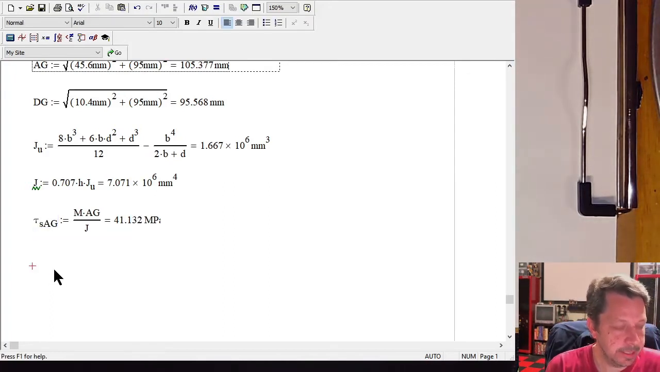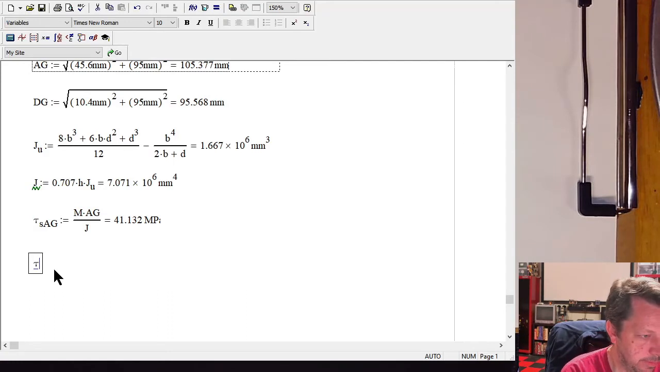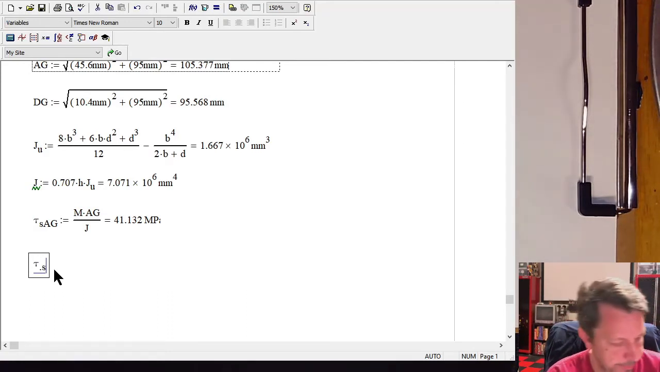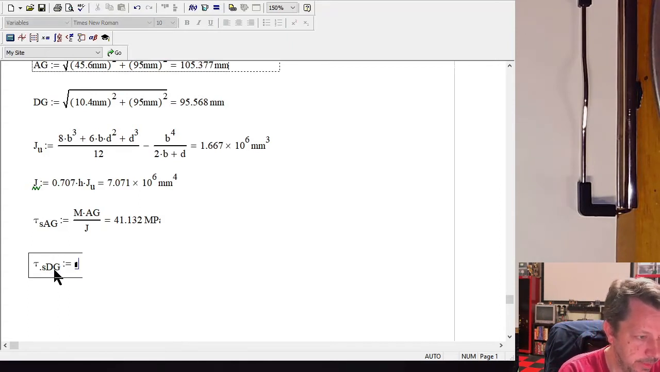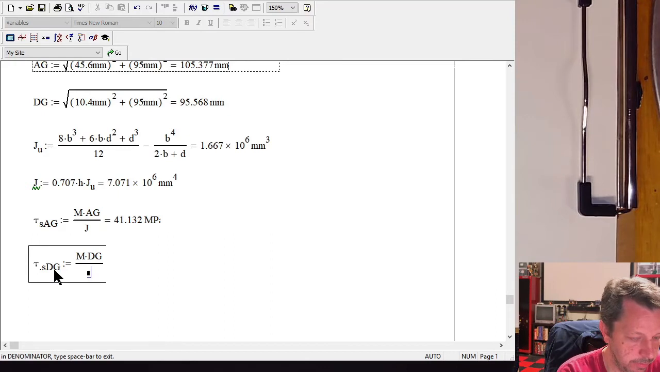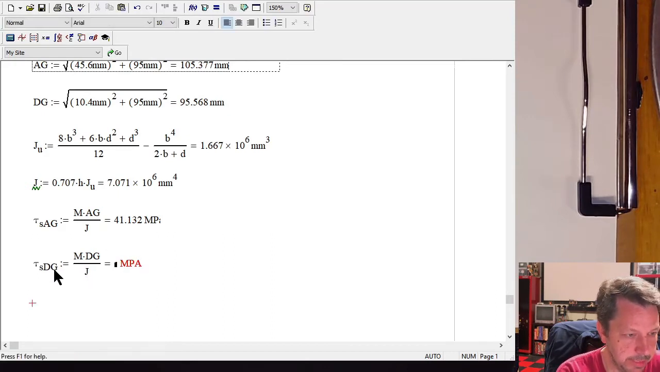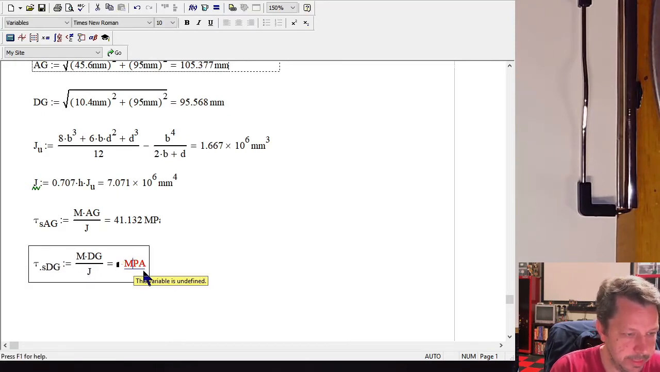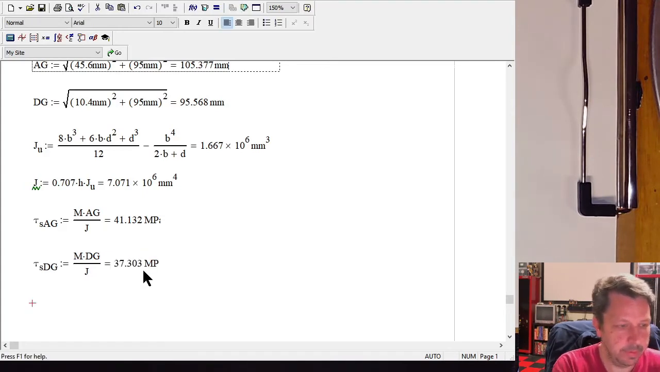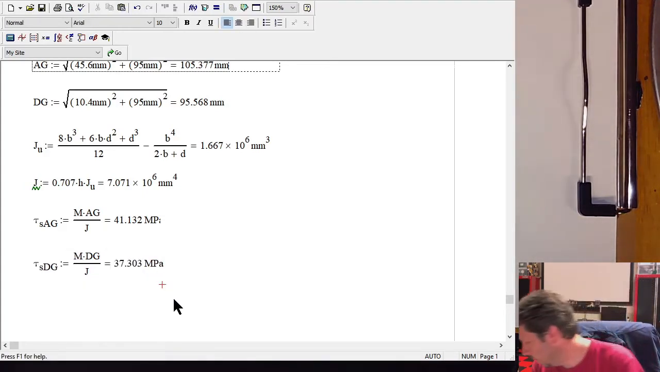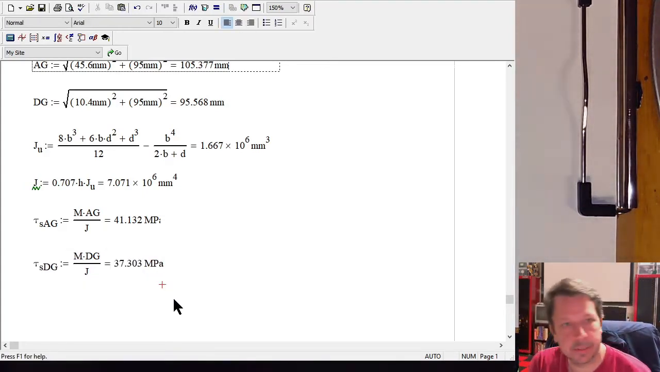We need to do this again for what would we call the other one? DG. So M times the moment arm DG over J. Put that in megapascals. Oh, we need a lowercase a. 37.303, and the book shows it as 37.3.